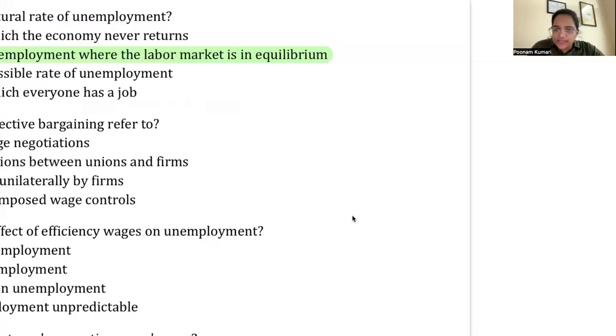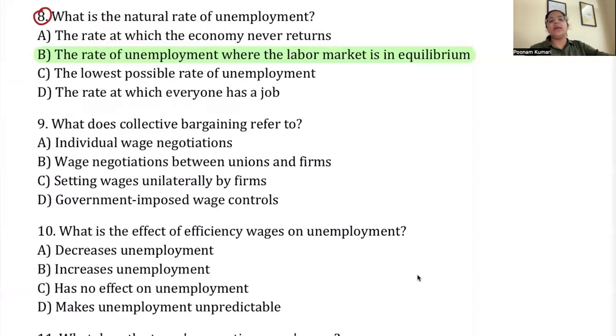Collective bargaining is bargaining between union and firms. So it could be a union or a group of unions, or a firm or a group of firms. So it's not on an individual basis. Okay? So it's going to be this. Fine? Yes, ma'am, got it. Okay? Now, what is question number 10?